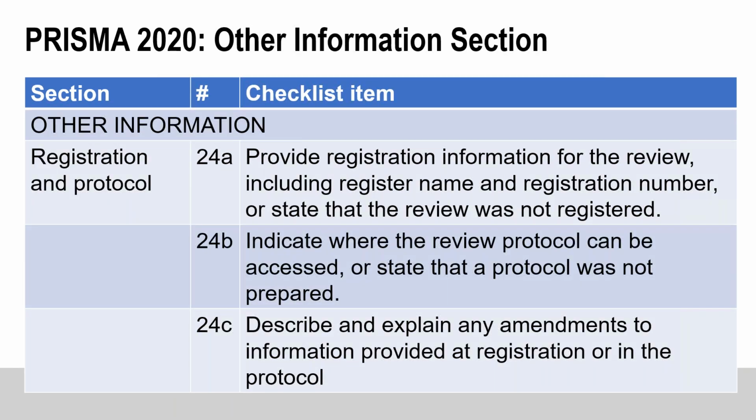Then the final bit of PRISMA 2020 asks for some more administrative information captured under other, essentially asking people to declare whether they've actually registered their review in advance and to provide the register name and number, or to just state that it was not registered at all. Also to indicate if they prepared a full review protocol and made that available or not, and then to describe and explain any changes from the information provided at registration or in the protocol.